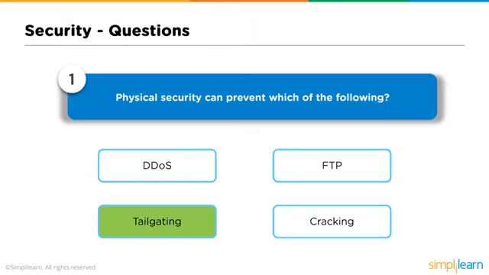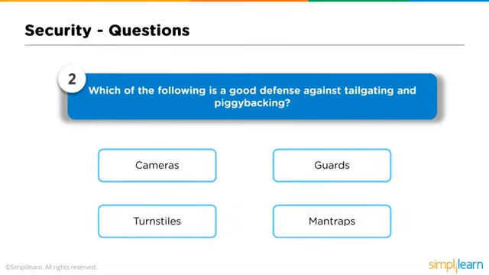Instead of the swipe lock, or apart from the swipe lock, you may have a guard over there or a CCTV camera who's going to monitor something. Which of the following is a good defense against tailgating and piggybacking? We've just discussed what tailgating is. Piggybacking is another exercise where a person would impersonate someone and ask assistance to get access to a particular resource so that they can conduct their job.